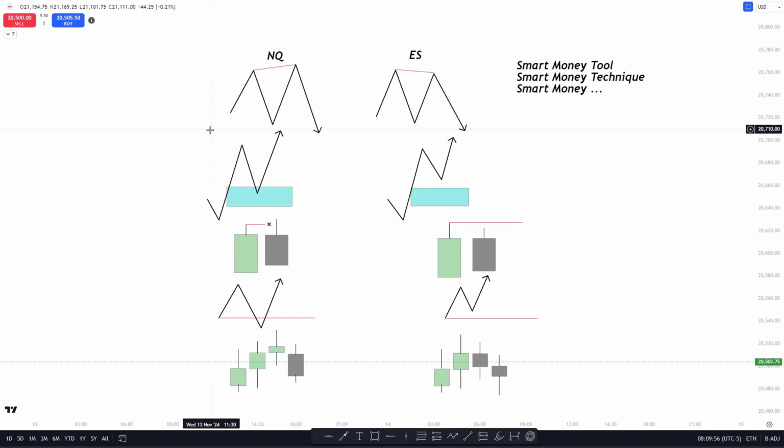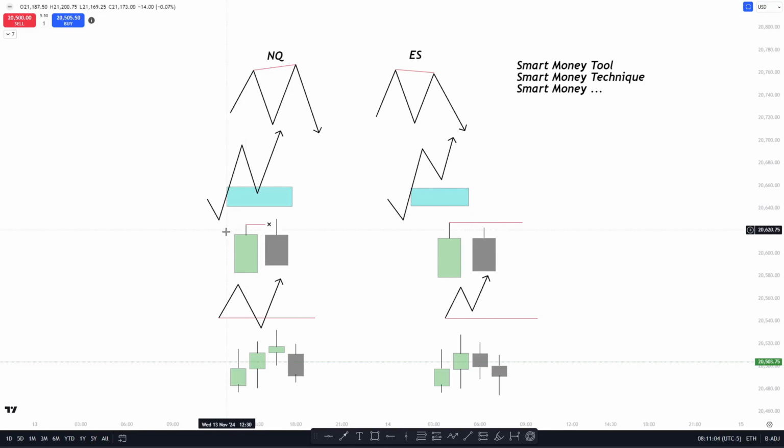Secondly, we got PD array SMT. As you can see, I've drawn out a BISI that has been made during an expansion leg. On NQ, price retraced back into this PD array. However, if you look at ES, it failed to do so. This is also a cracking correlation between two markets.